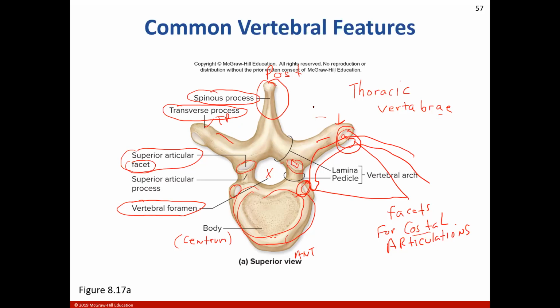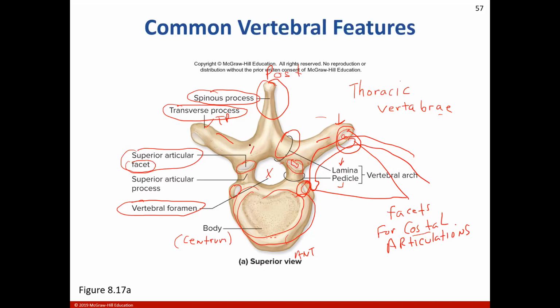But this is a thoracic vertebra, typical thoracic vertebrae. And they're all basically the same in the thoracic spinal column. So the connection between the transverse process and the spinous process is the lamina. The connection between the transverse process and the body is called the pedicle. So pedicle is anterior, lamina is posterior.